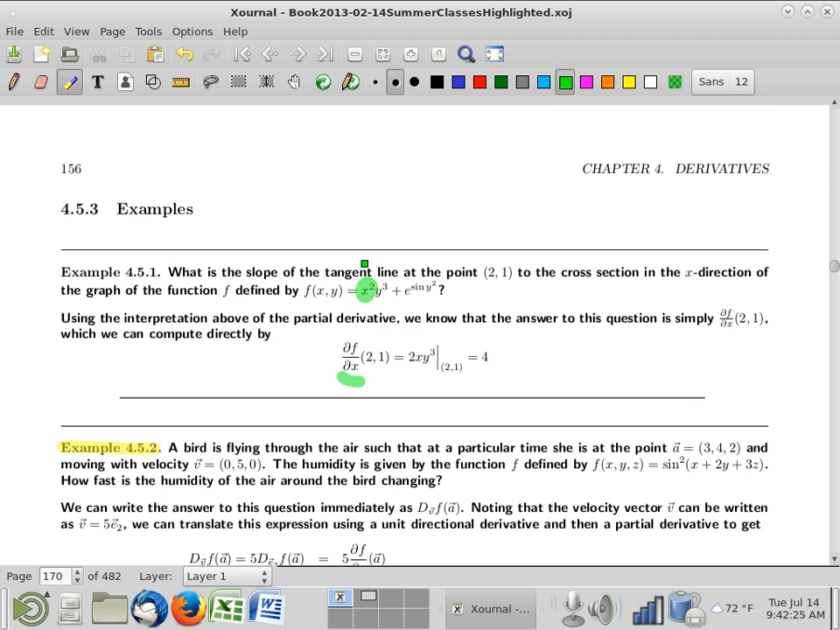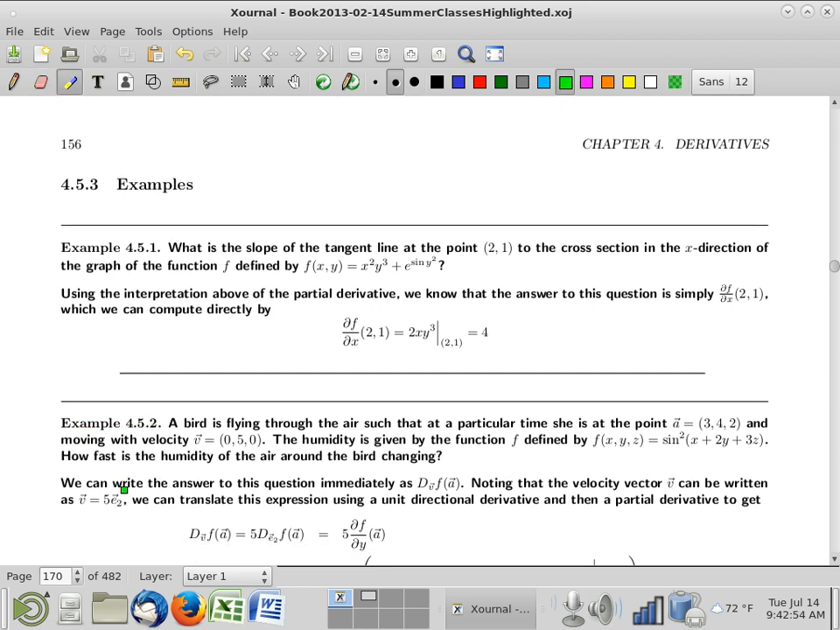That means that x is our only variable, and all of this y nonsense we treat as a constant, because for the purposes of an x partial, it is a constant. So the derivative is really easy. And plug in the point in question, and there's your answer. Everybody happy? Okay.